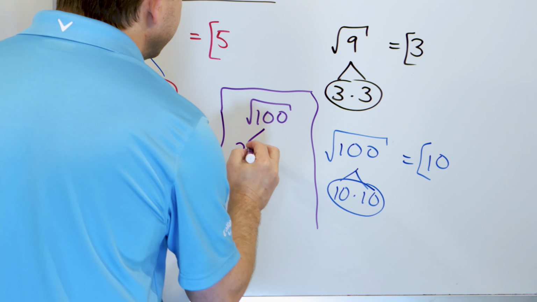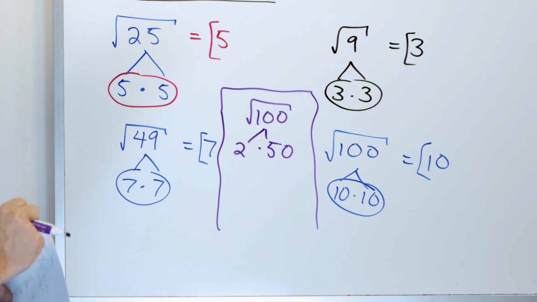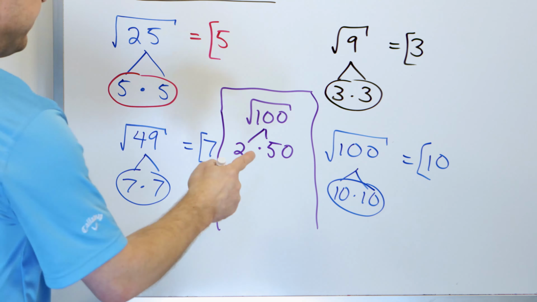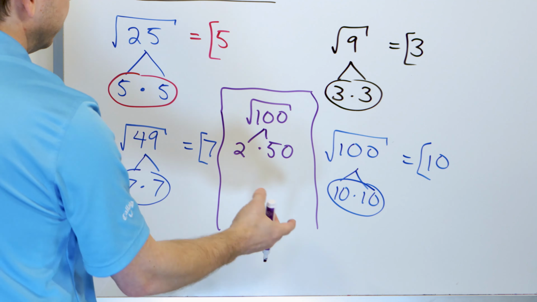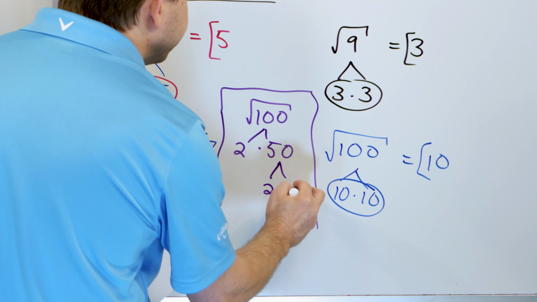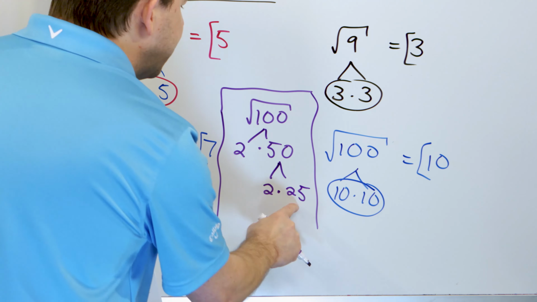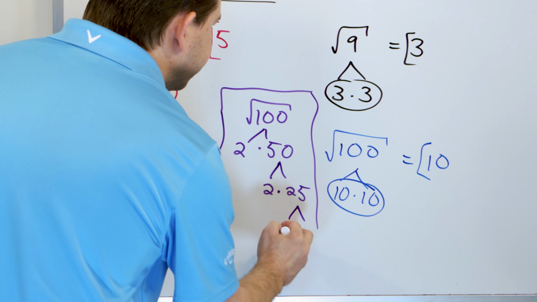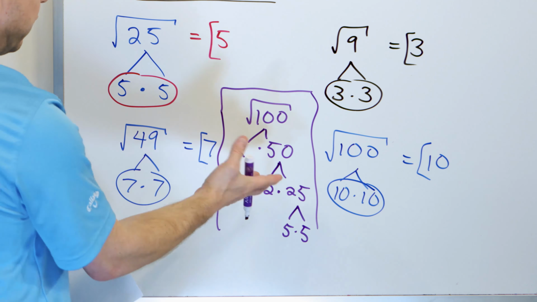You could say 2 times 50. That gives you 100, right? But 2 cannot be broken down anymore because 1 times 2 is 2, but 50 can be done as 2 times 25, right? That gives you 50. Now I'm starting to build a tree, see? 5 obviously is 5 times 5. So I have a nice perfect square here, and I have a nice perfect square here of duplicates.